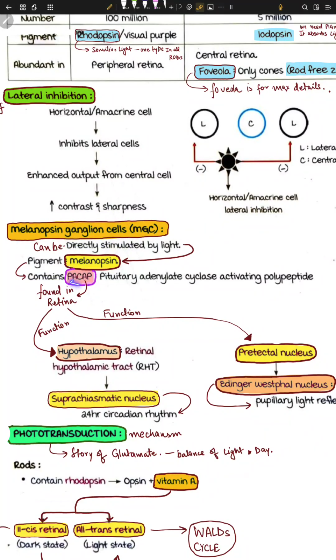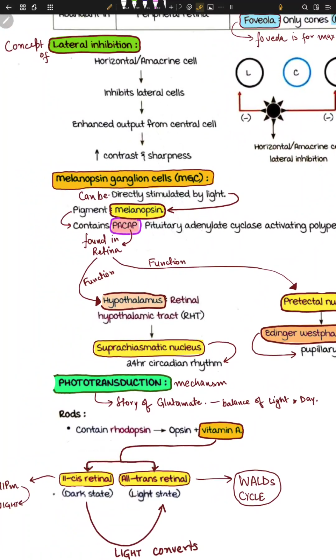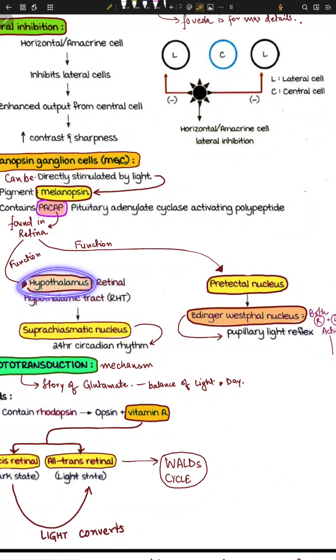Cool. So this PACAP has two functions. The number one function is for the hypothalamus. The number two function is the pretectal nucleus. Okay, what is the number one function? The number one function is for the hypothalamus. What happens is that this PACAP in the hypothalamus, right?